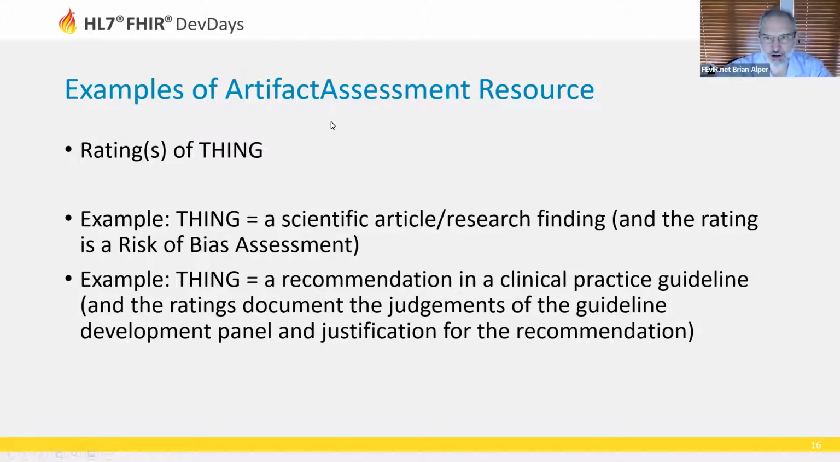Another example of an artifact assessment resource is a rating or multiple ratings of a thing. So in the next 2 examples, one thing is a scientific article or research finding, and the ratings we've created are different aspects of looking at the risk of bias in this research. So these are examples of a risk of bias assessment. Another example I will show you, the thing is a recommendation in a clinical practice guideline, and the ratings document the judgments of the guideline development panel, the justification behind the recommendation.